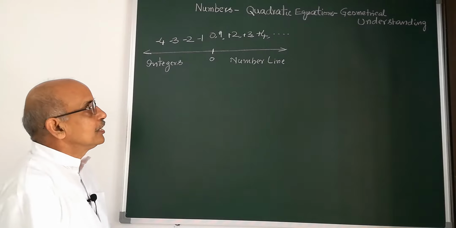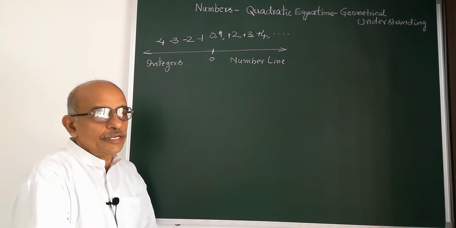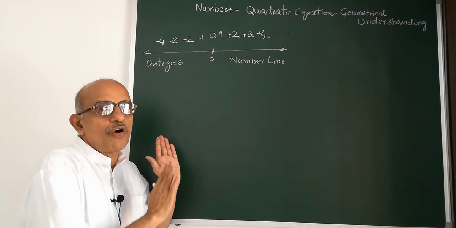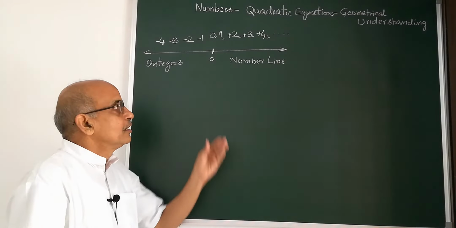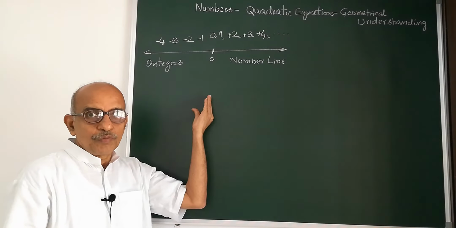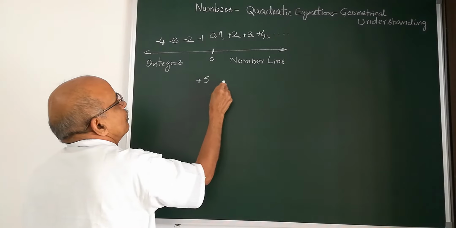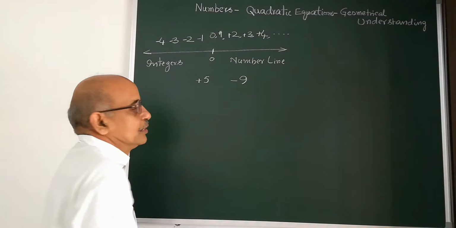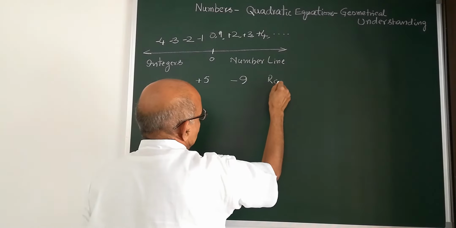Now among these integers, let us take two integers. Any two integers you can take. Carefully observe how I am doing it. After the video, you can do the same thing by changing the integers. Now I am taking plus 5 and minus 9, two integers. I call these integers as roots.